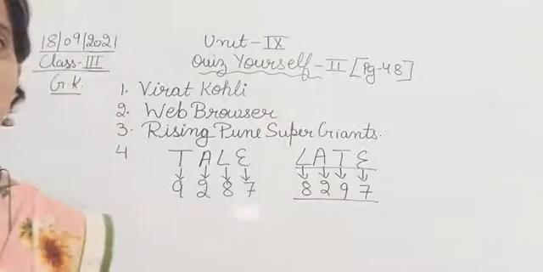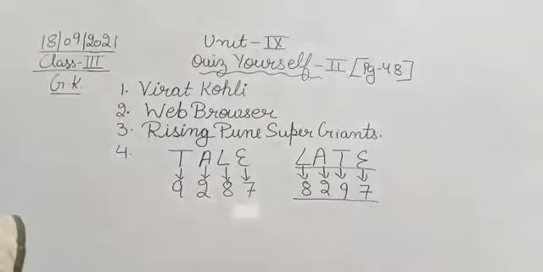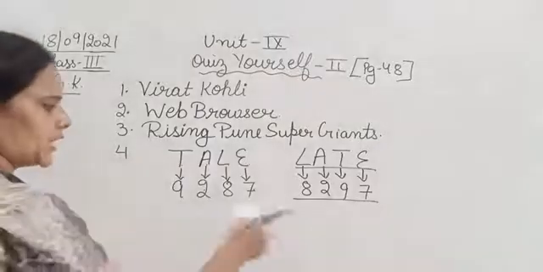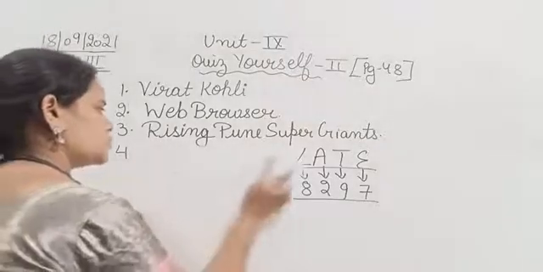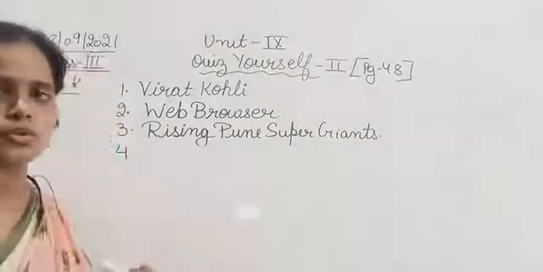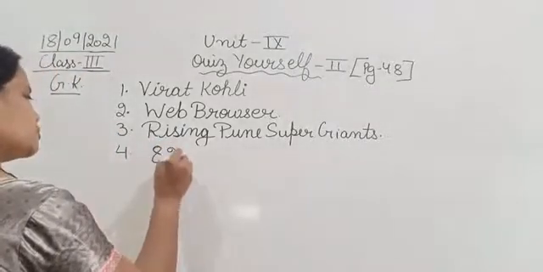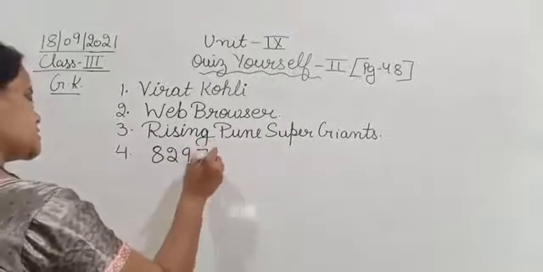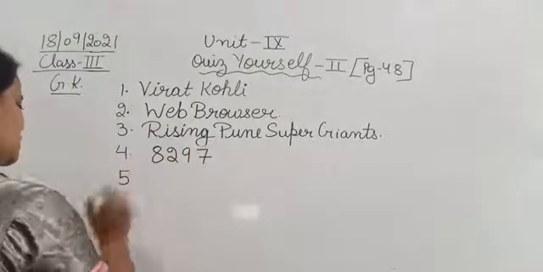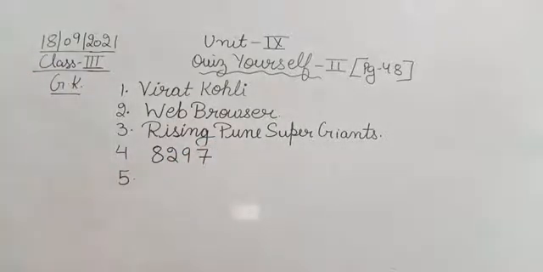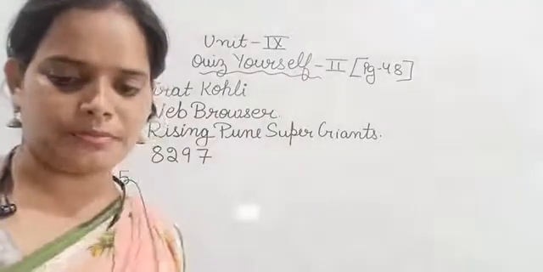So that is known as coding. We call it coding. Okay. So late means 8297. So we'll just write down the answer: 8297. Check. Moving next to the fifth one.